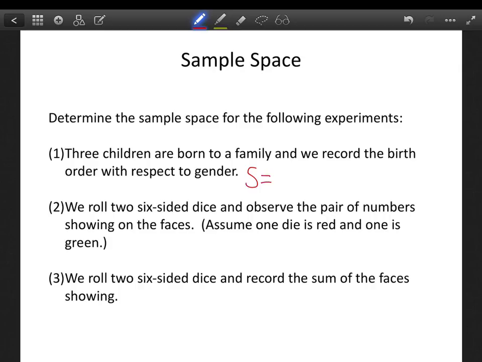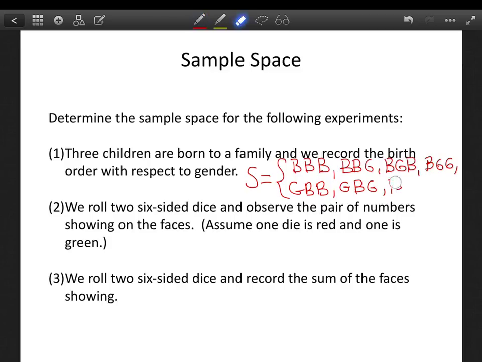Okay, so if you've made your tree diagram, the outcomes you should have gotten are boy, boy, boy. They could have all boys. Boy, boy, girl. Boy, girl, boy. Boy, girl, girl. Girl, boy, boy. Girl, boy, girl. Girl, girl, boy. And girl, girl, girl. So there are 8 possible outcomes here.